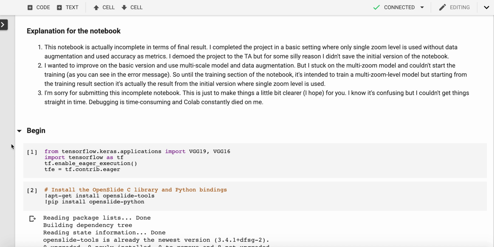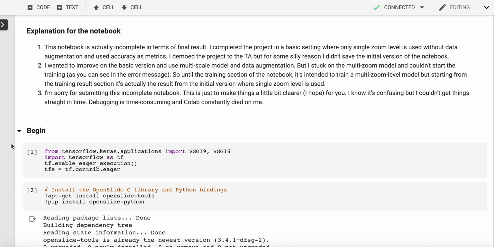After the demonstration, I took some advice from the TA, which is to use data augmentation to avoid this huge imbalance of data. Also, I was going to improve by using multiple zoom levels to train the model and using F1 score as the metric.